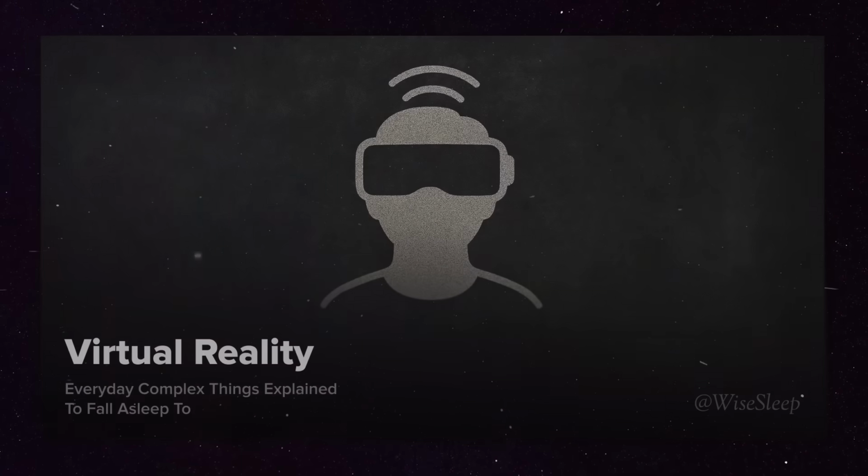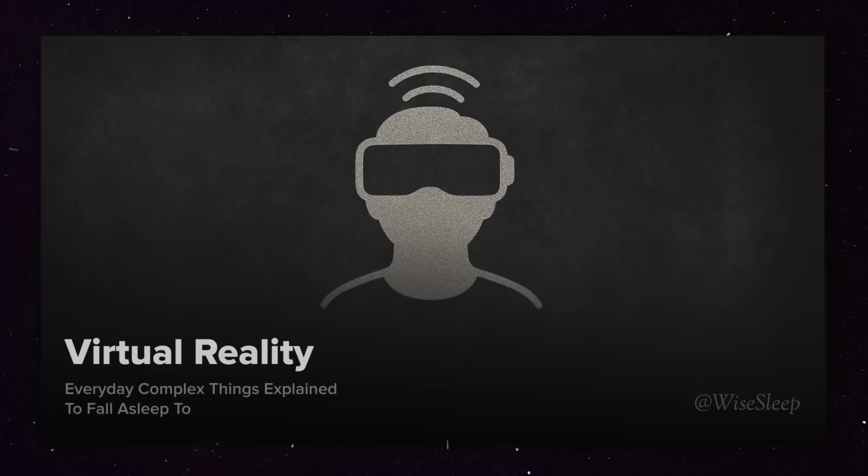Virtual reality. When you put on a VR headset and suddenly find yourself inside a game or simulation, you're experiencing virtual reality. Virtual reality, or VR, is a technology that creates a simulated environment you can interact with in a lifelike way. Instead of viewing a screen in front of you, VR places you inside the experience. You move your head, and the view changes as if you're actually there. This is made possible using a headset that tracks your movement and adjusts the images in real time.